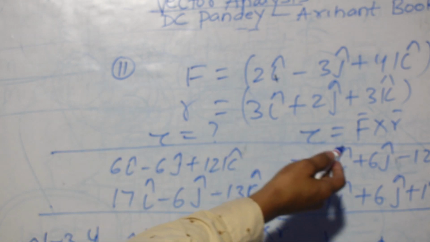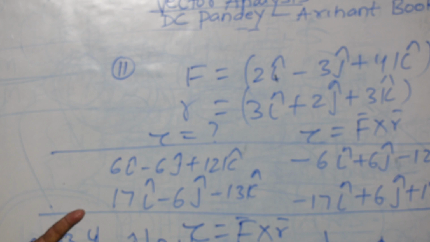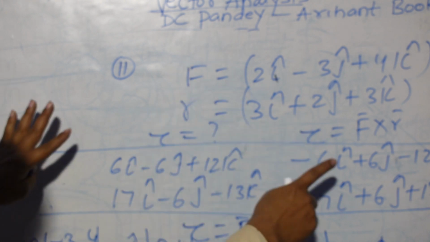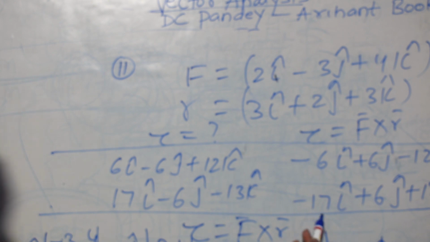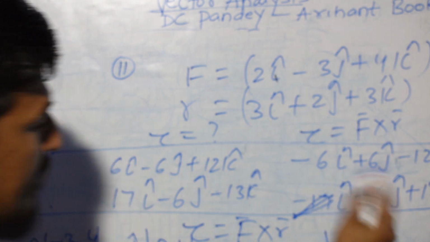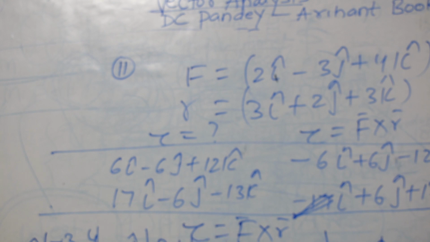Check, tally with the option. If more than one minus 17i is there, you have to calculate further. If there is only one such option in the given options, that will be the 100% answer. Here it is minus 17i, and here minus 17i is given. So this is what? The correct answer. You can proceed with it. Check.